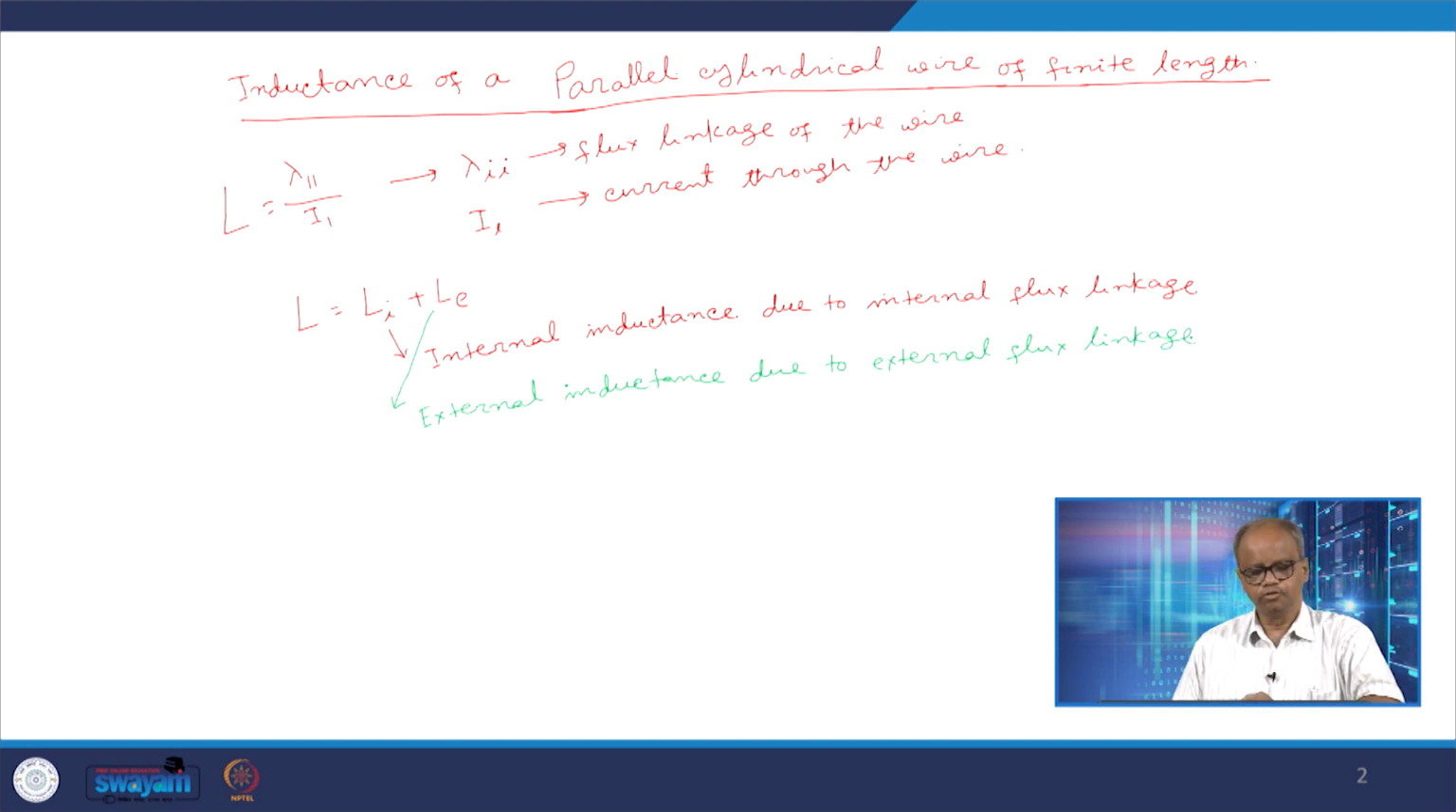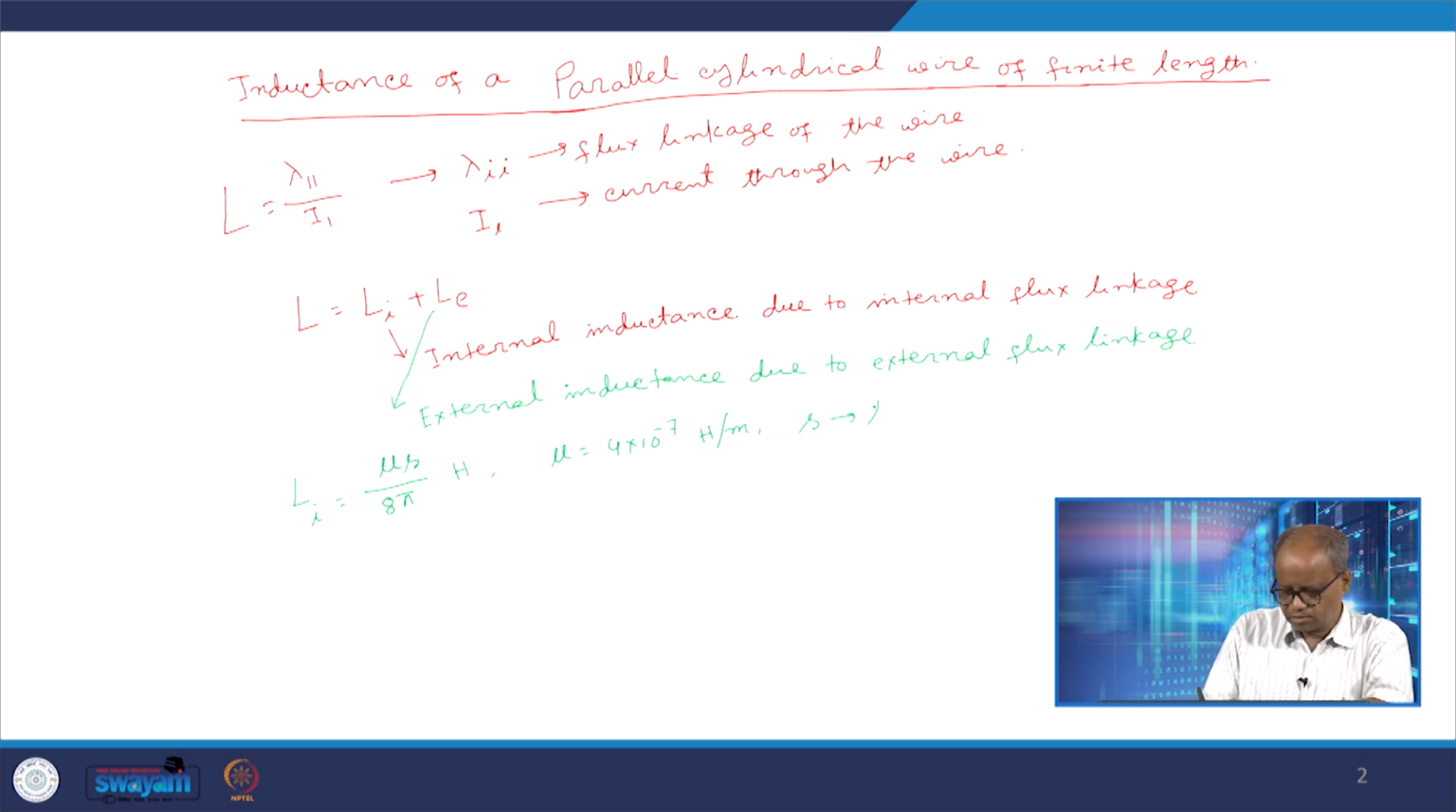So, what we have to do is essentially find out the expressions of Li and Le, and then add them up. Now, from our basic second or third year BTech course, we know that Li would be given as mu s by 8 pi Henry. Here mu is, we know, 4 pi into 10 to the power minus 7 Henry per meter, standard.